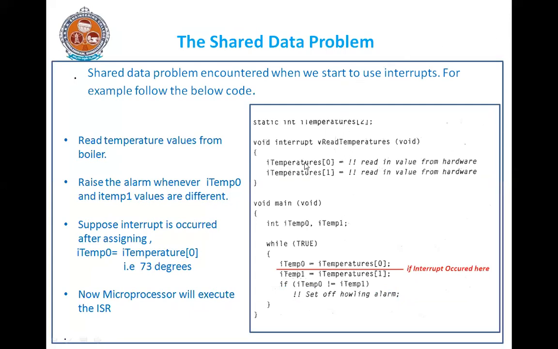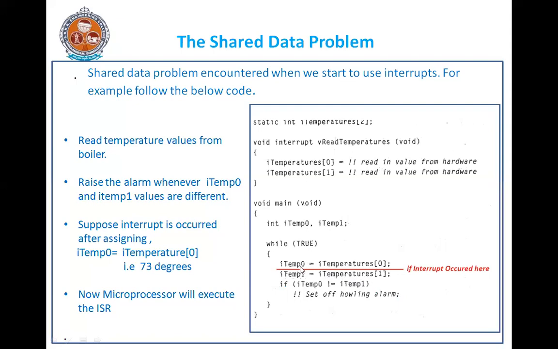In this example, this interrupt is a function that reads the temperature at two particular locations, and it is stored in an array, iTemperatures. For iTemperatures of 0, it reads a value from the hardware, and for iTemperatures of 1, it reads another value from another location into index 1. In the main part, int iTemp0, iTemp1, it is reading two temperatures, that is iTemperatures of 0 and iTemperatures of 1.